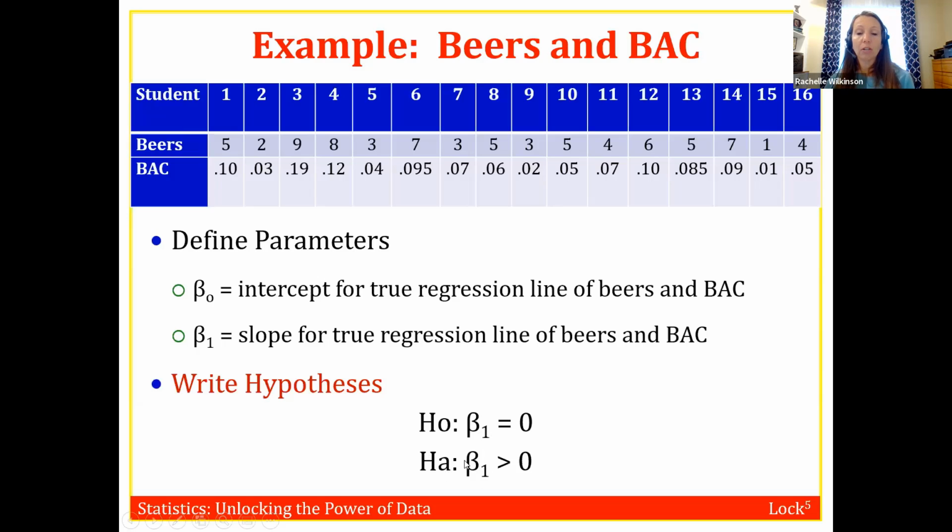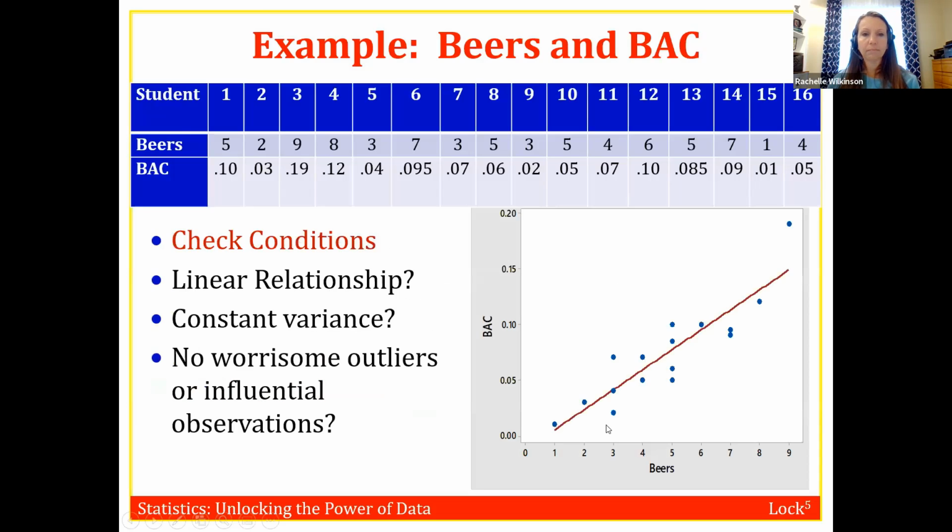And for my alternative, I chose to use greater than because even before I saw the data, it seems logical that the more beers you drink, the higher your blood alcohol content, right? I don't think anybody would really think, hey, if I have fewer beers, then I'm going to have a higher blood alcohol content. So it seems logical that it should be a positive relationship if there's going to be a relationship. That's why I used greater than.